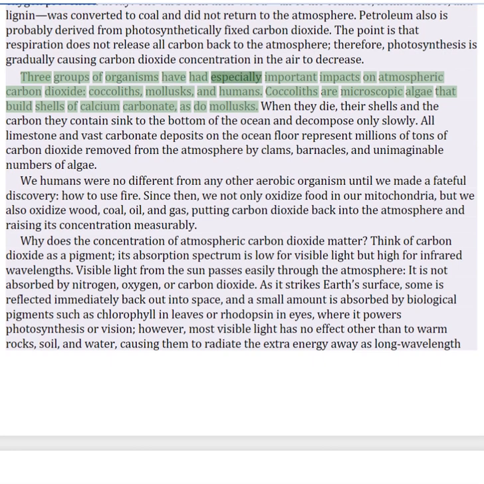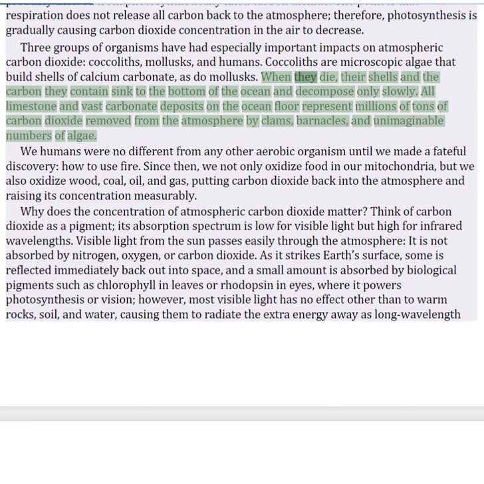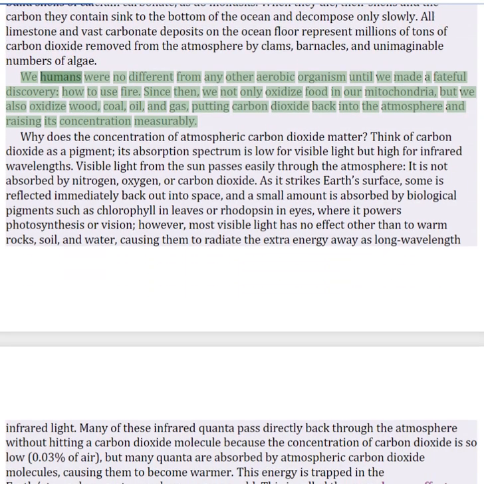Three groups of organisms have had especially important impacts on atmospheric carbon dioxide: coccoliths, mollusks, and humans. Coccoliths are microscopic algae that build shells of calcium carbonate, as do mollusks. When they die, their shells and the carbon they contain sink to the bottom of the ocean and decompose only slowly. All limestone and vast carbonate deposits on the ocean floor represent millions of tons of carbon dioxide removed from the atmosphere by clams, barnacles, and unimaginable numbers of algae. We humans were no different from any other aerobic organism until we made a fateful discovery: how to use fire.